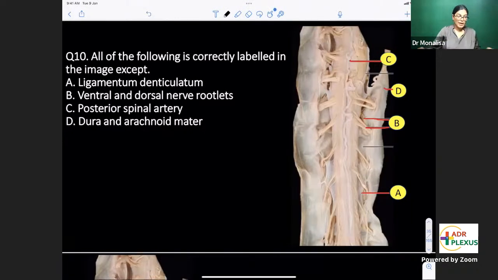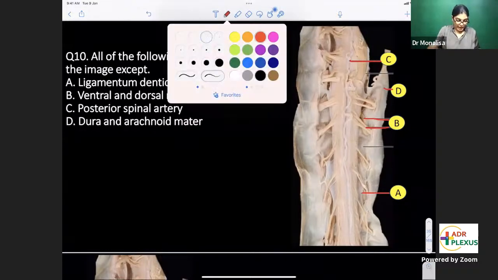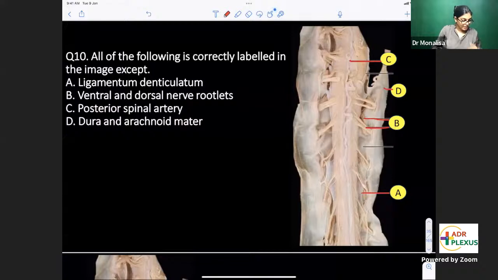Yes, Osama, everyone? Can you mark the right answer, please? So yes, C, C, C. Okay, so many of the answers are coming up C. What about others? Osama, D with a question mark. Okay, the correct answer is C, posterior spinal artery.